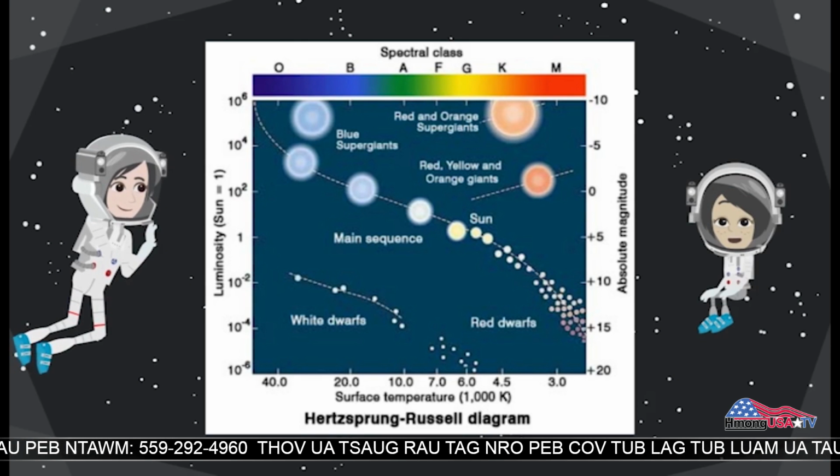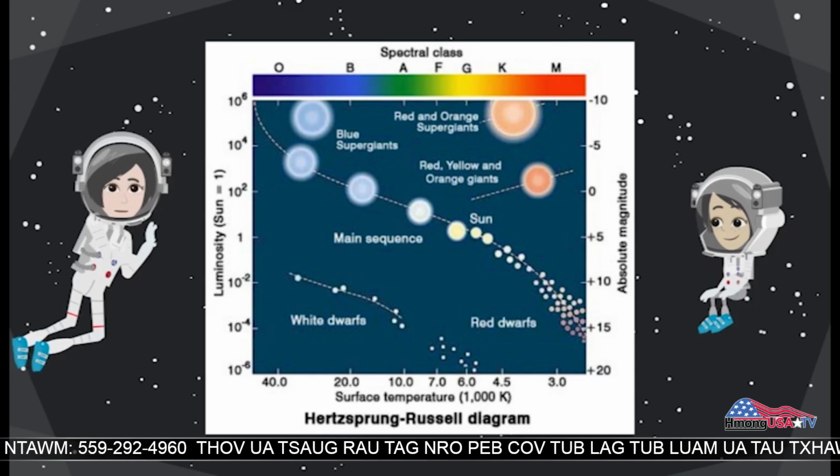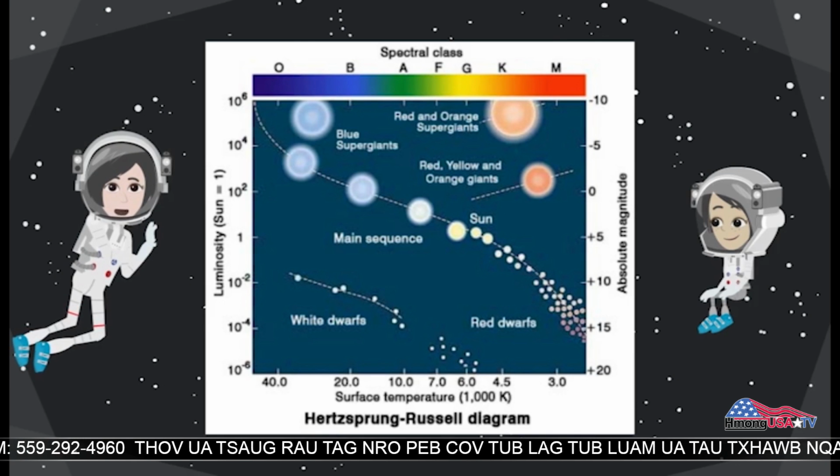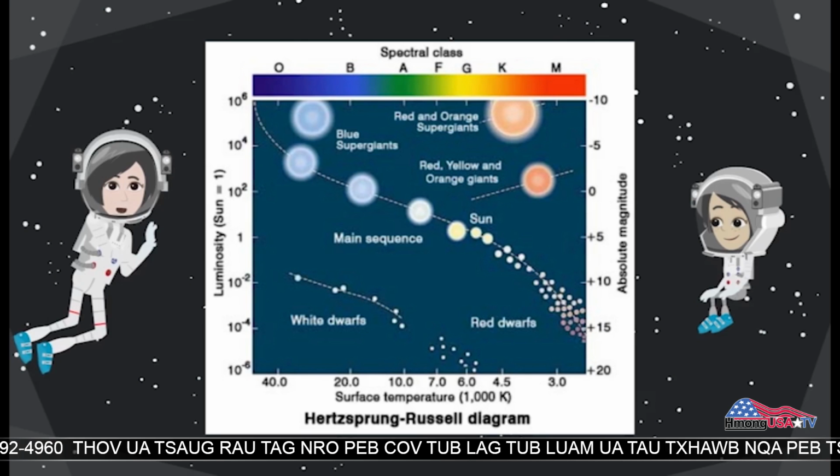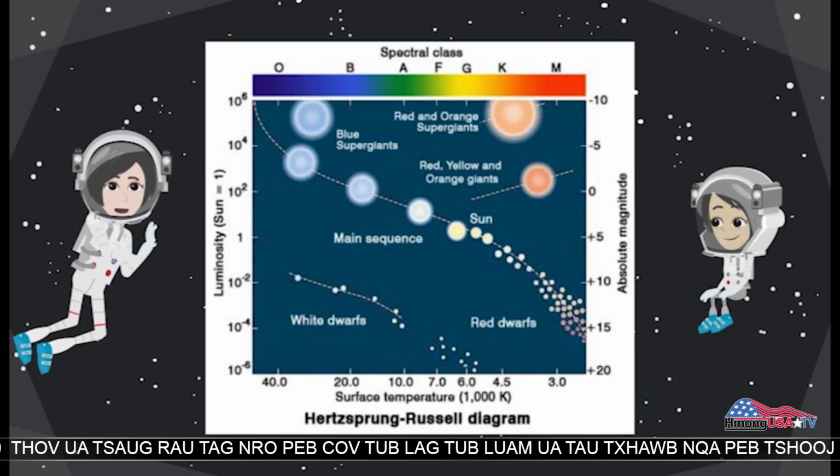Wow, I would think it was the other way around. Our sun, which is a yellow star, is colder than blue stars but hotter than red stars. Can you find the sun?